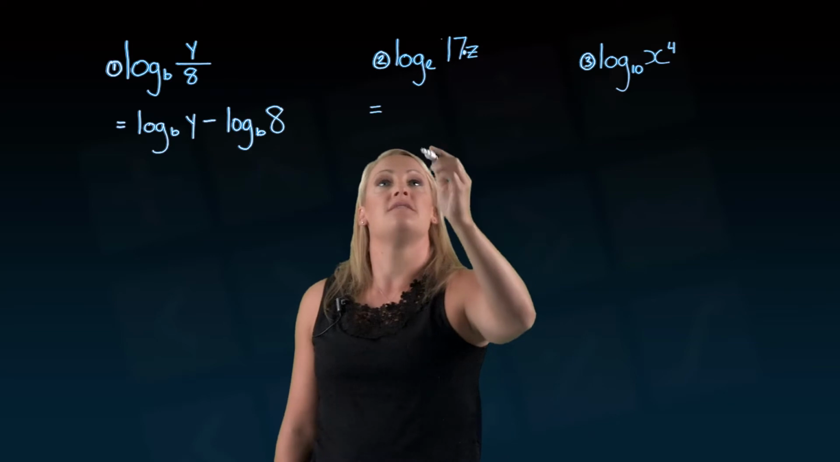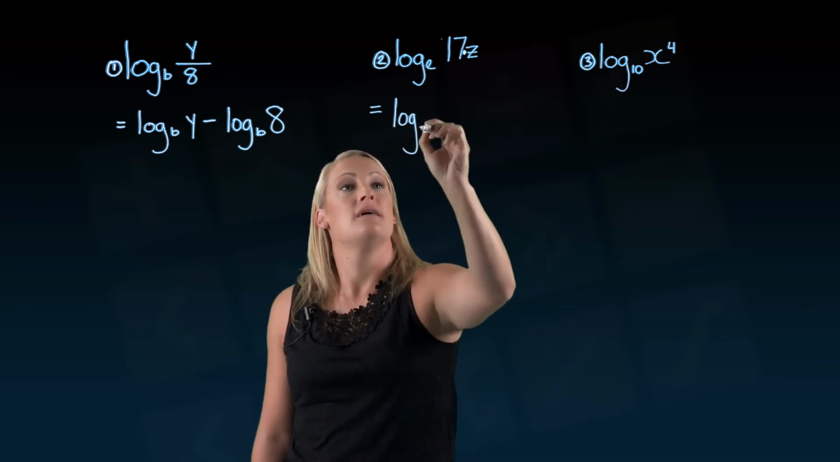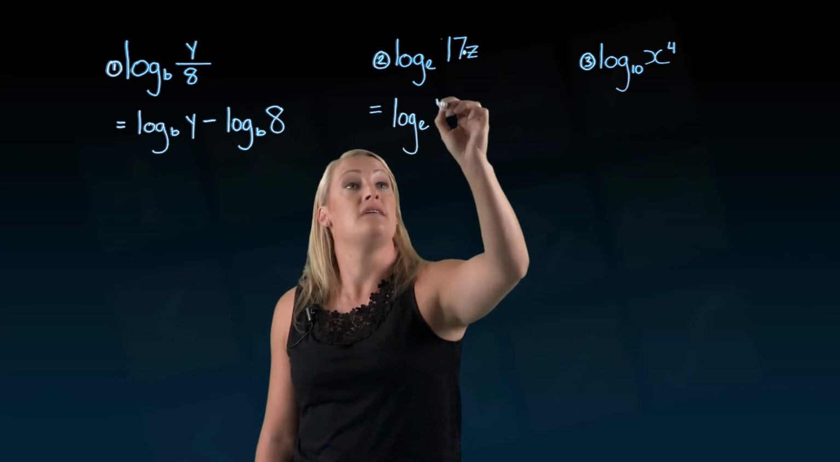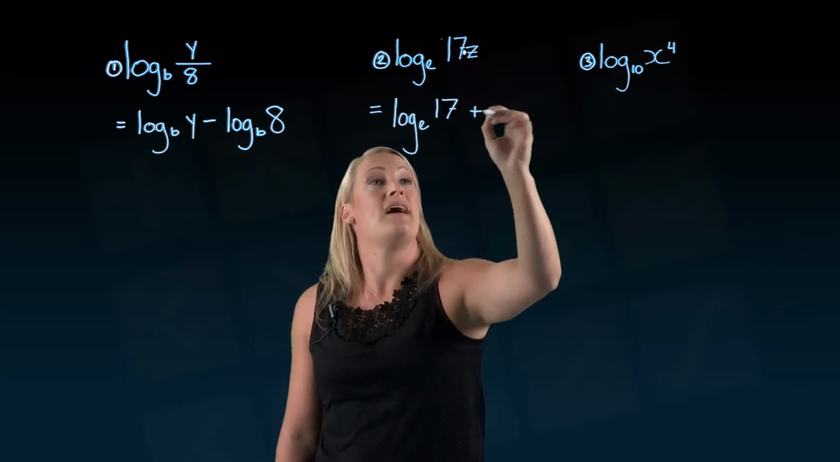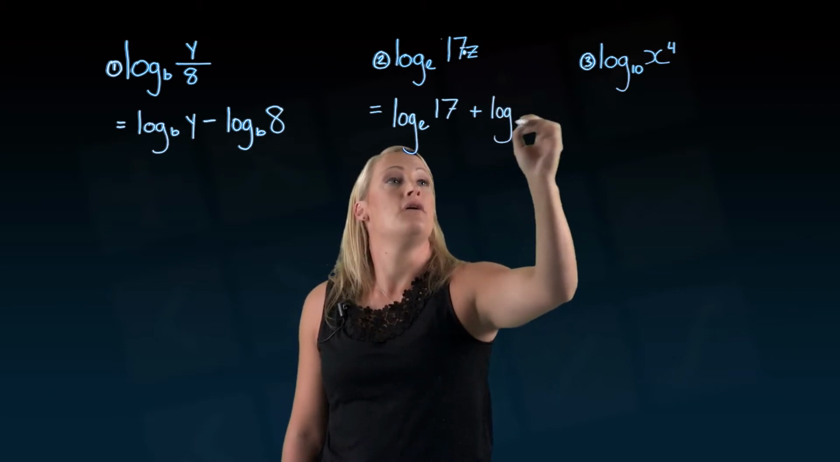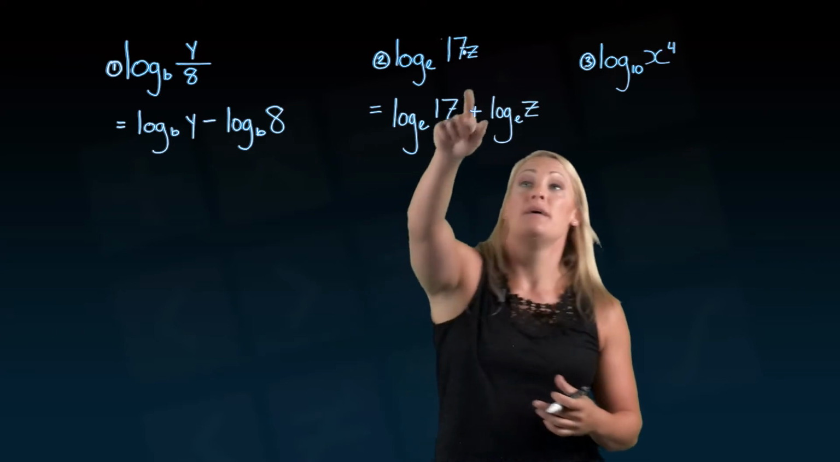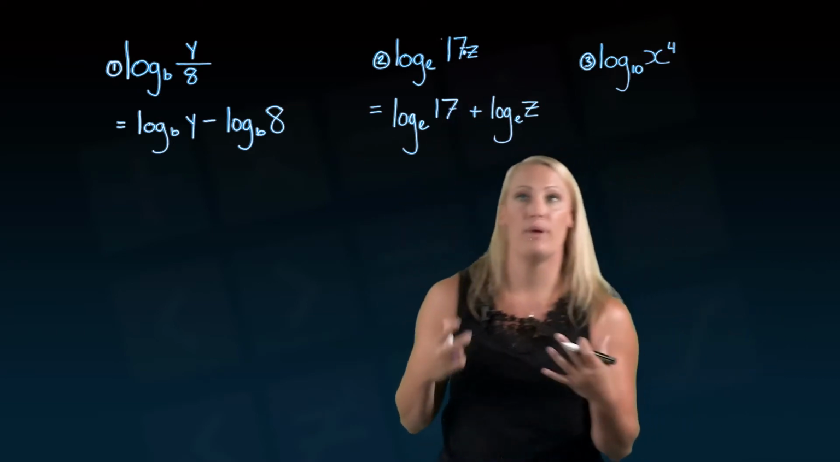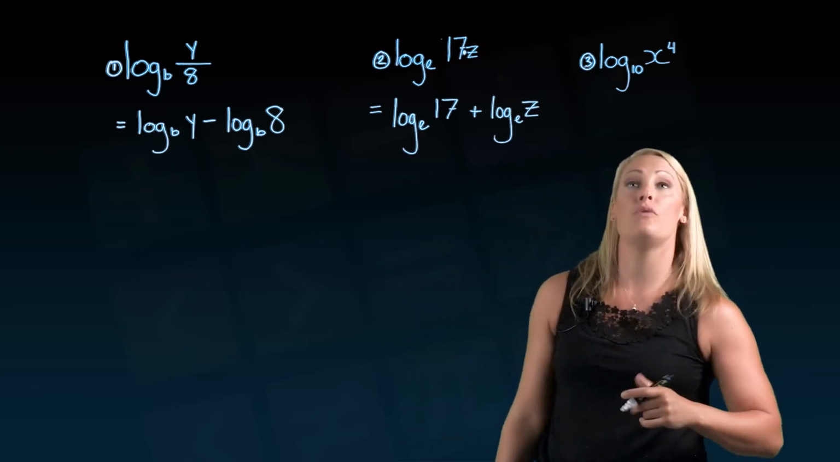So if I want to write this as an expanded logarithm, I'm going to write log base e of the first value I see, 17. And then I'm going to add that to log base e of z, because again, in those rules, multiplication and addition pair together. And that's about as far as we can expand that one. Let's take a look at one more.